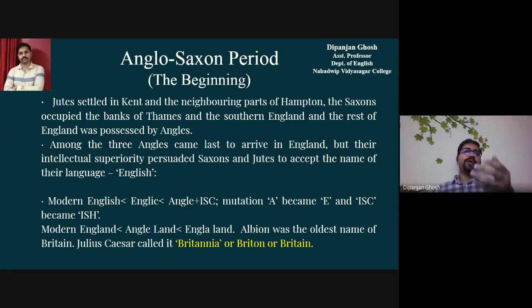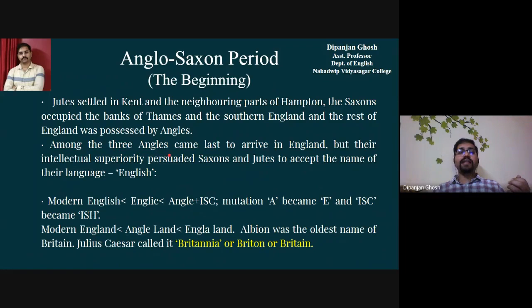When the Jutes came there, they to some extent called their brothers, the Angles and Saxons, and all three races began to reside in this section of the country. The Jutes settled in Kent and the neighboring parts of Hampton. The Saxons occupied the bank of the Thames and southern England, and the rest of England was possessed by the Angles. So these are the typical places that were settled by them.